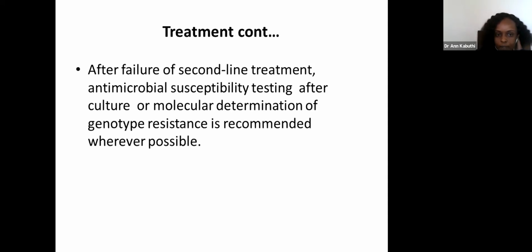We don't have the antimicrobial susceptibility test. The test is not usually done at Kenyatta, they're not routinely done. But as you can see in the Maastricht 5 recommendation, for anyone who fails first line and second line treatment, antimicrobial susceptibility testing should be done.